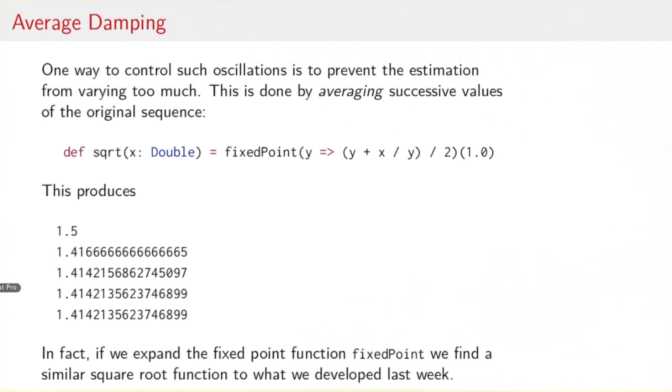In fact, if we expand the fixed point function and plug in the definition of this average damping function for square root, then what we will find is that we get back a very similar square root algorithm to the one we've seen last week. So it's no surprise that we get the same results back.